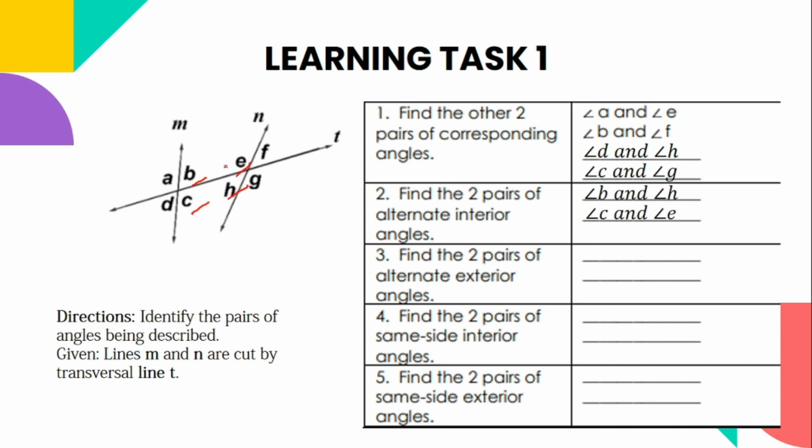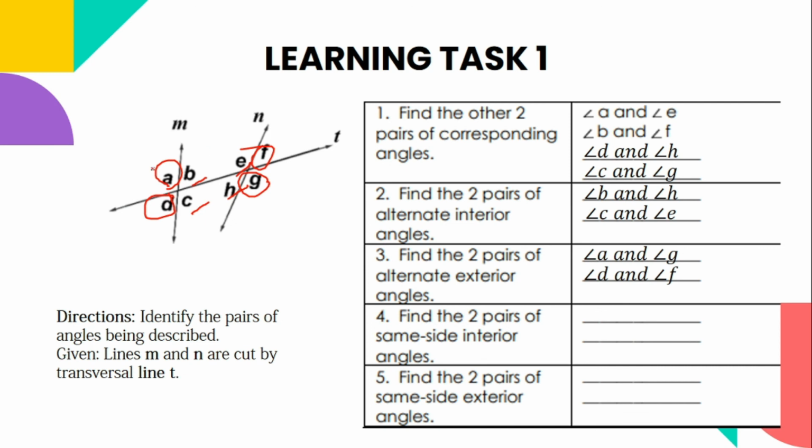Next, find the two pairs of alternate exterior angles. So we have the exterior angles A, D, F, G. Which of them are alternate? We have A and G, D and F. Angle A and angle G, angle D and angle F.